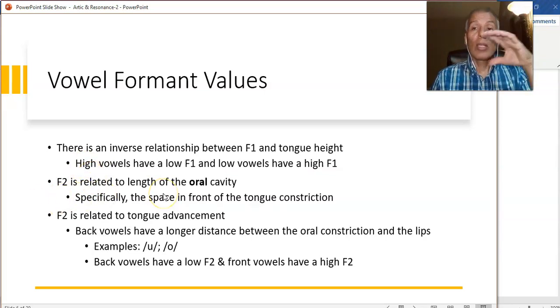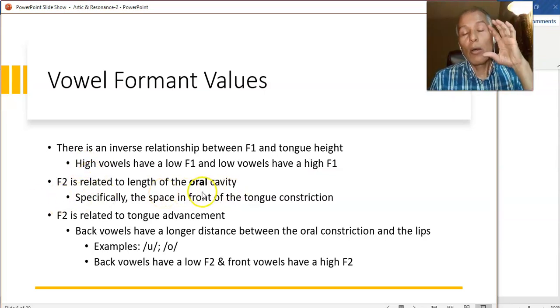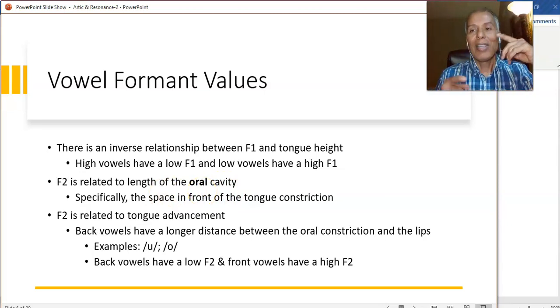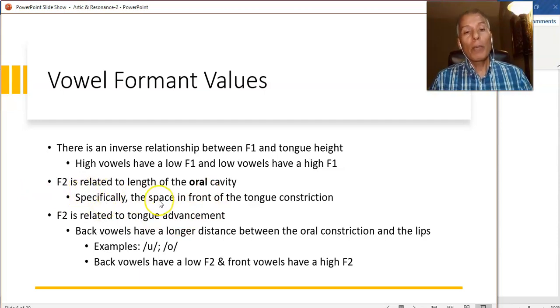F2 is related to the length of the vocal tract, particularly the oral cavity. The oral cavity's length is modified constantly by the lips. We say oo versus e. You can shorten or elongate it, especially in the area in front of the constriction made by the tongue. The area from here to the front to the lips is the area that is going to determine how it is going to be.